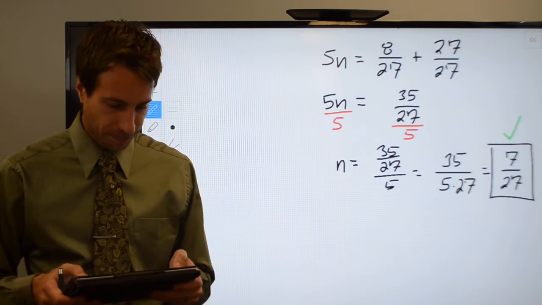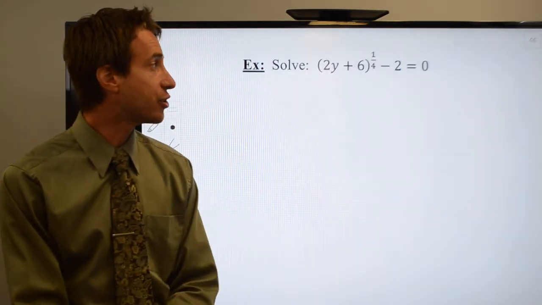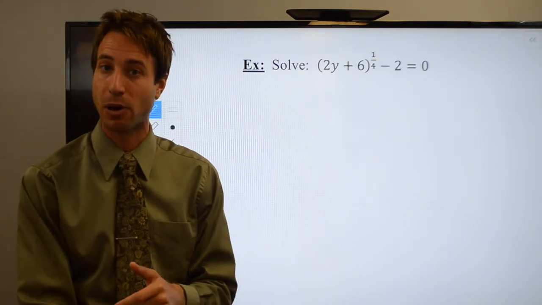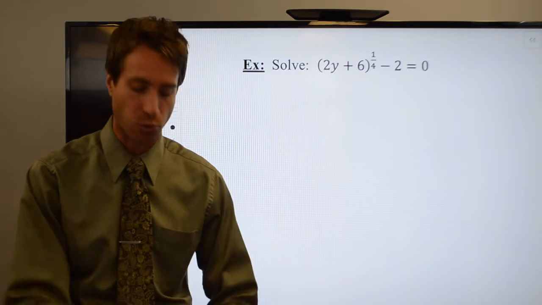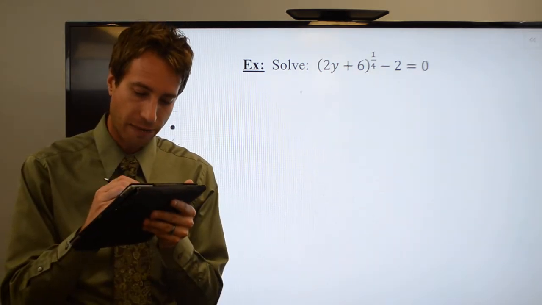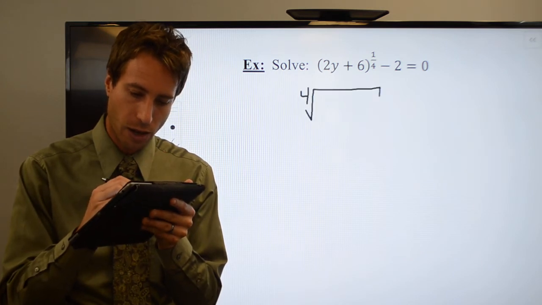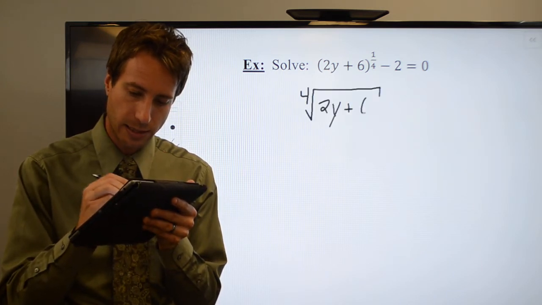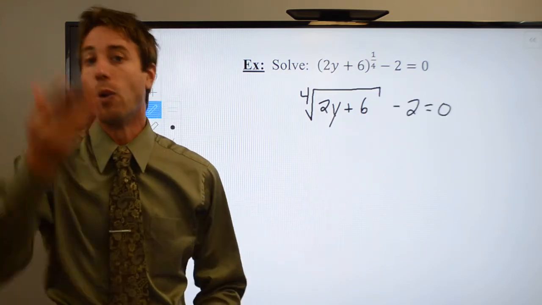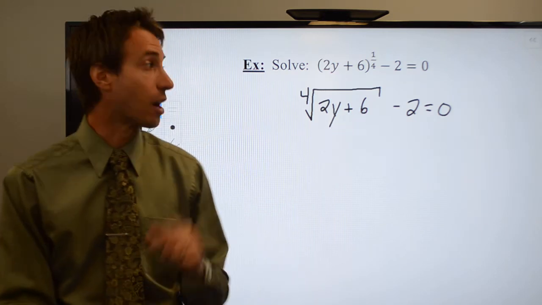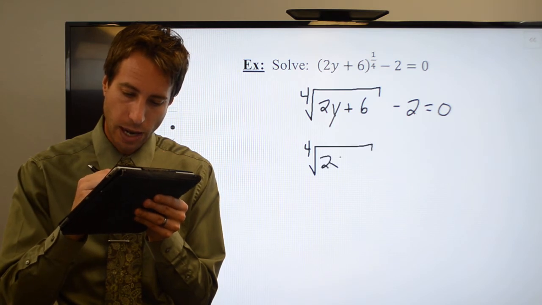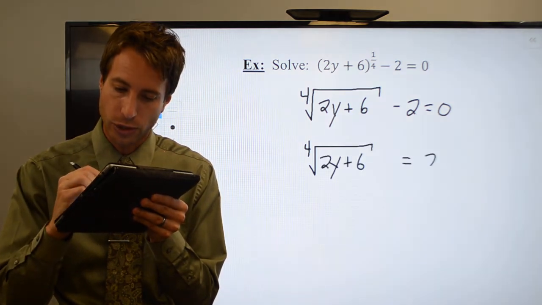Let's try another one. I've got another one for you here on this page of the notes, and again, I've done the same thing to you. I've given you a rational exponent, but we know rational exponents are really just radicals in disguise. And so, because my denominator is a 4, the index will be a 4. So I'm going to take a fourth root of 2y plus 6, all minus 2, and that's equal to 0. Well, the first thing I need to do is get that radical by itself. So we'll add 2 to both sides. So we'll have the fourth root of 2y plus 6 is equal to 2.